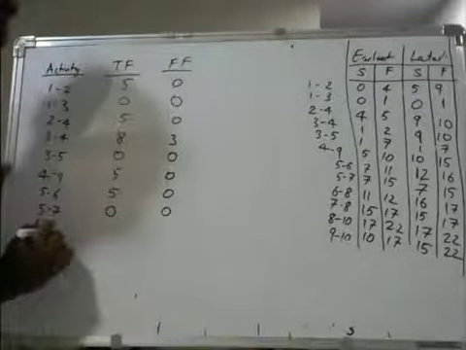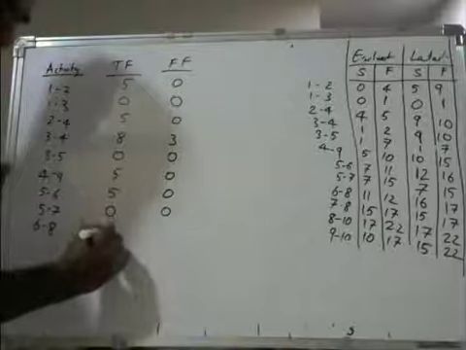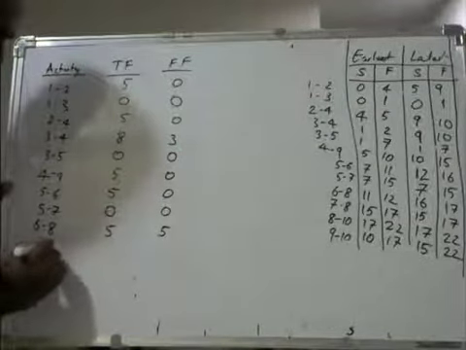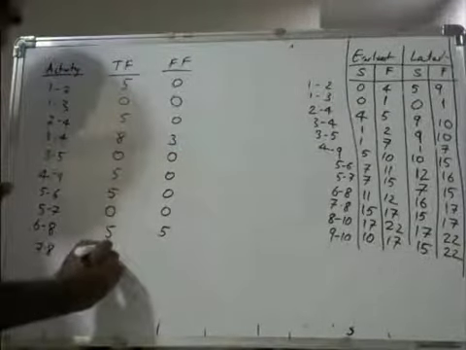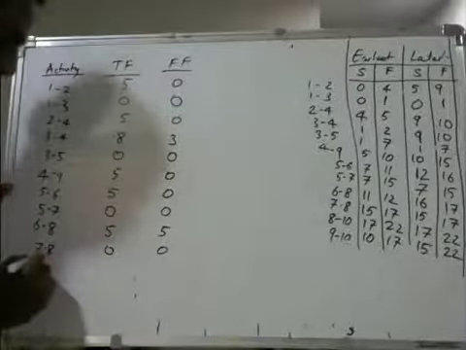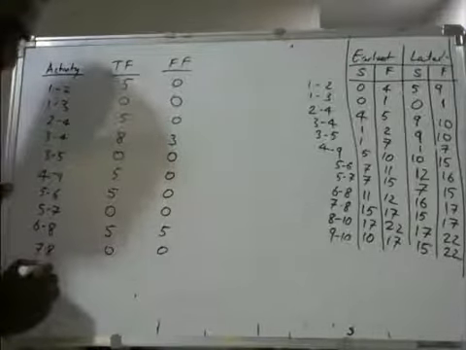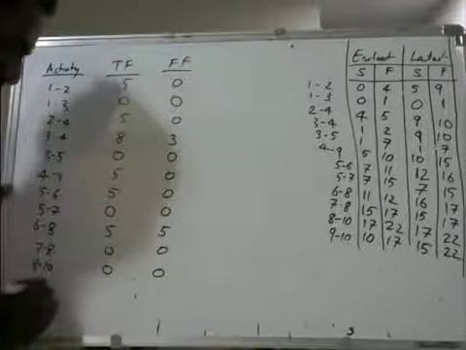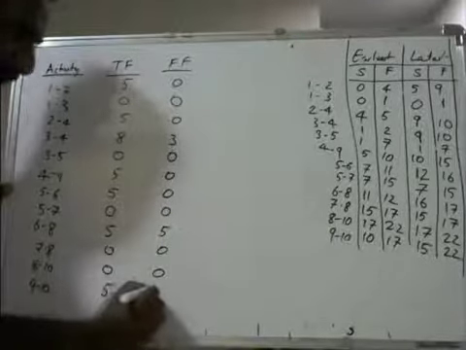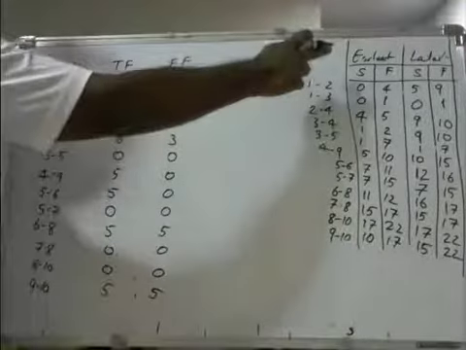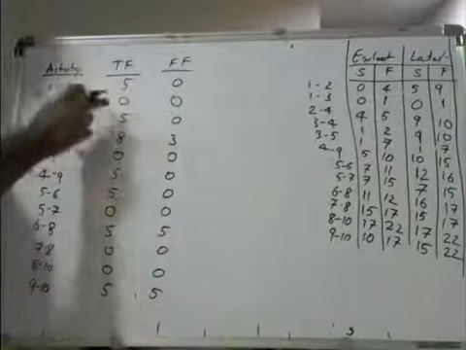Then 6 to 8, total float is 5, free float is also 5. Then 7 to 8, the total float is 0, then free float is also 0. Then 8 to 10, the total float is 0, this is also 0. Then 9 to 10, the total float is 5, free float is also 5. So in a similar way, I have calculated all these things, and this is how you need to find out the earliest start and finish, latest start and finish, total float and free float.